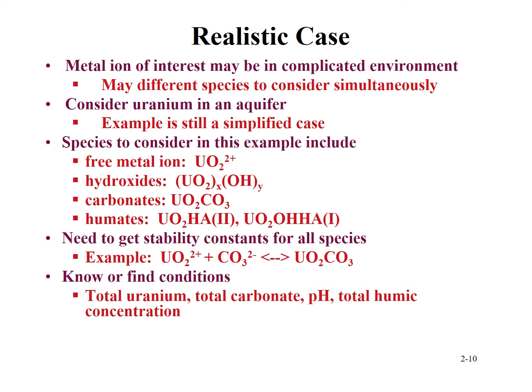For example, if I'm interested in the carbonate speciation, I need to get the complexation constant that describes this reaction. So that would be the concentration of the uranyl carbonate divided by the concentration of the free uranium times the carbonate. So fundamentally, I need to know or find the total uranium, the total carbonate, the pH, since that's going to be an important component, and the total humic acid concentration.